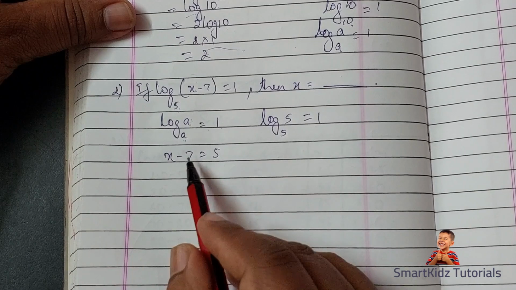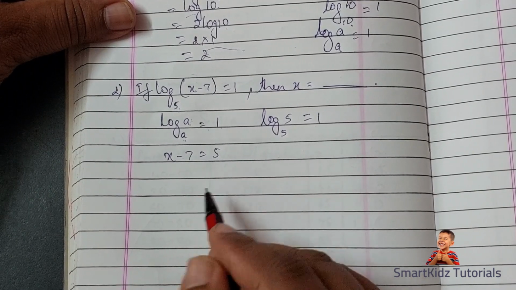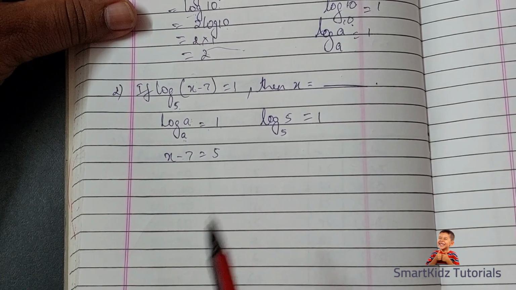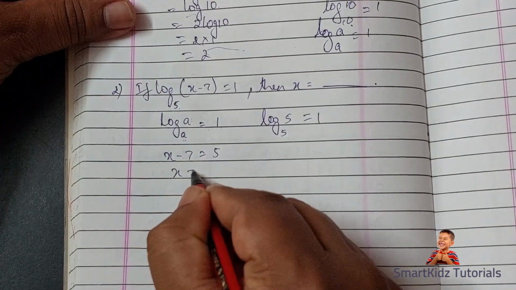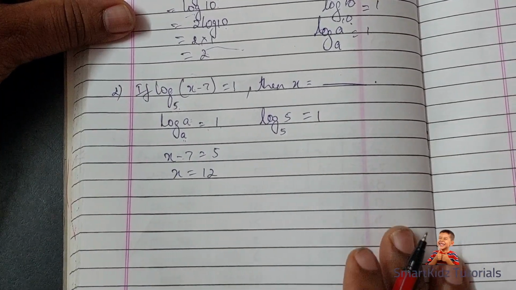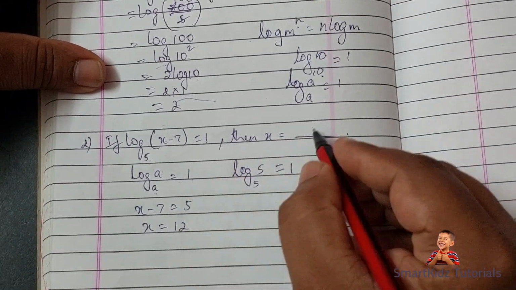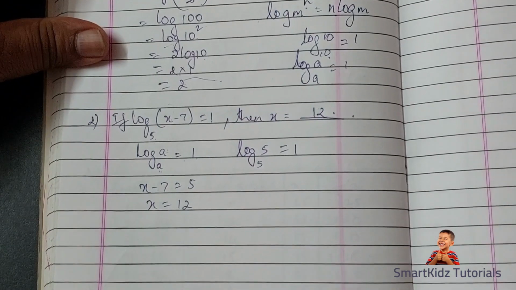In that case, minus 7 if we take on the right hand side, it will become positive. 5 plus 7 is 12. So that means x is equal to 12. That means the correct answer is 12 over here.